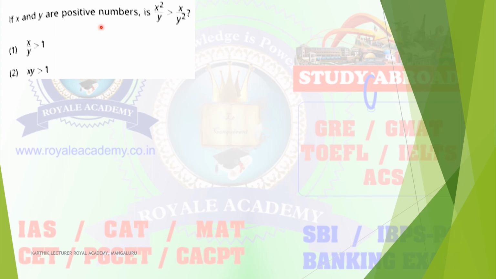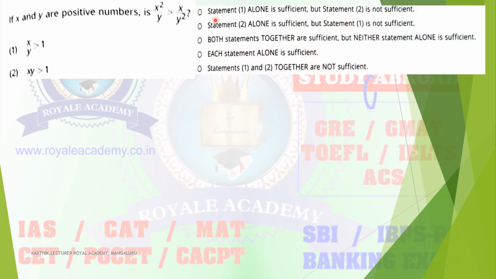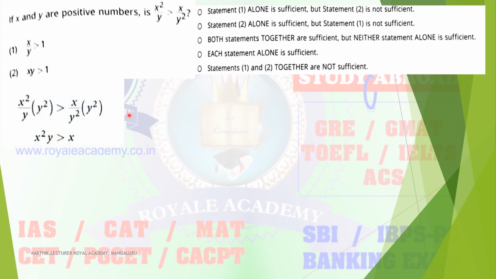So this is also the same. "Is" type of question is nothing but yes or no. You have to answer whether it is yes or no. So these are the five options. Statement 1 alone is sufficient, statement 2 alone is sufficient, both statements together are sufficient, that is option C. The fourth option is each statement alone is sufficient. The fifth option is statement 1 and statement 2 together are not sufficient, that is option E. Okay, so we'll see how to solve this problem.